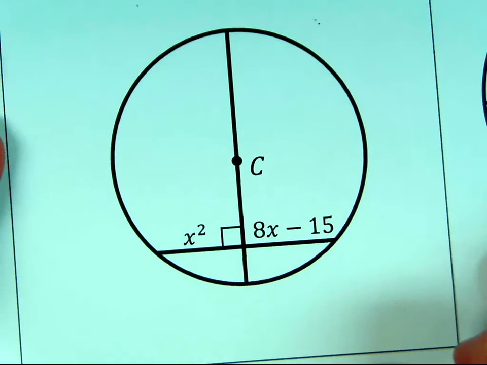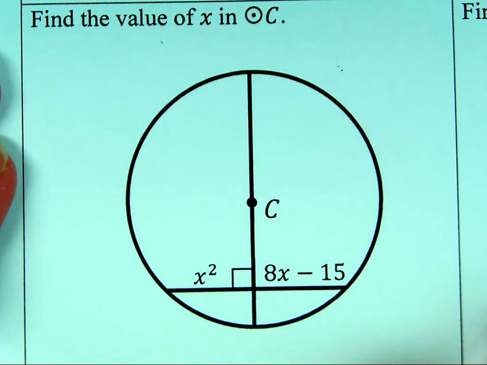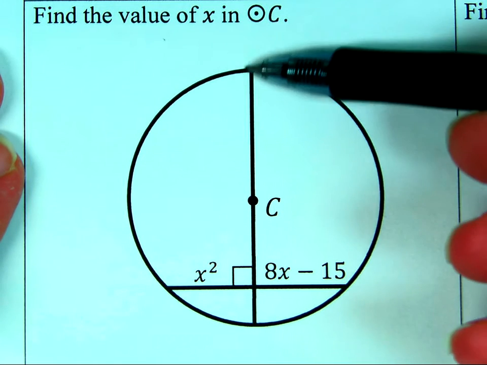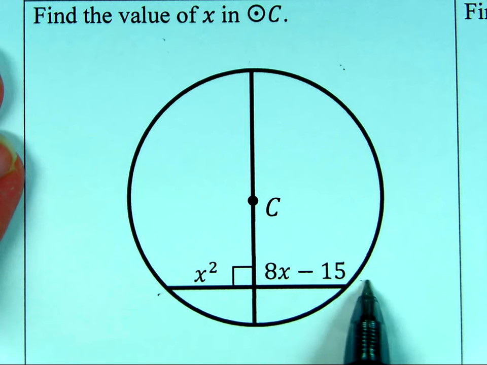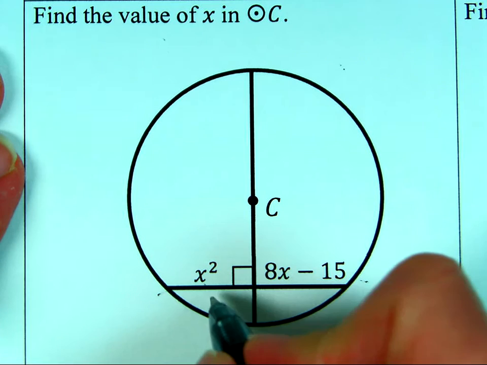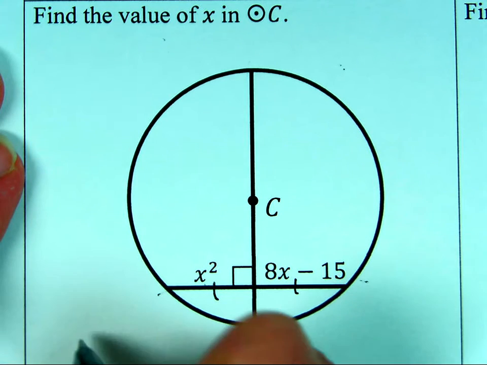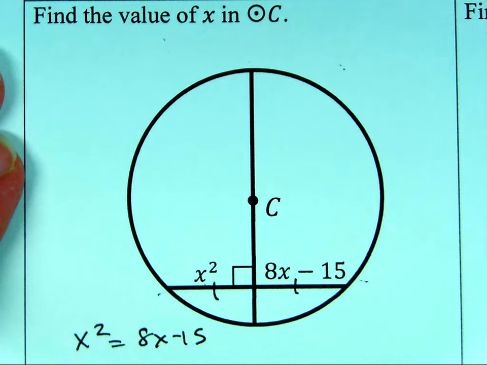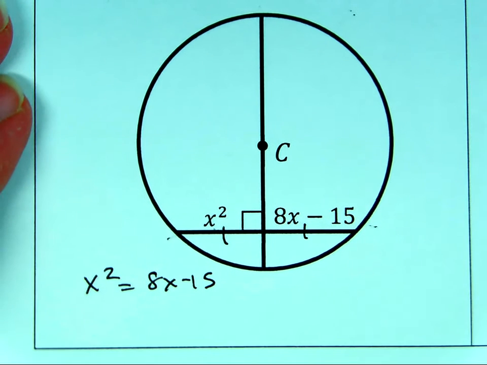Okay, we're kicking it up a notch, and this time we are asked to find x, but notice we have an x squared. So again, which theorem are we using? The diameter is perpendicular to a chord, which means it bisects the chord. So it cuts it into two congruent parts, which means x squared is equal to 8x minus 15. And you should by now be recognizing that that is a quadratic equation.